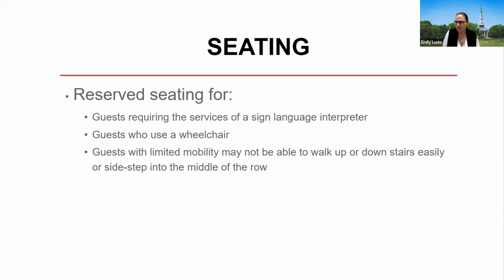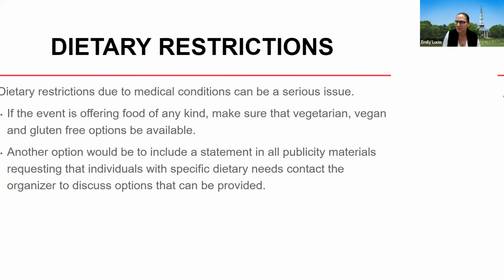who use a wheelchair. And then the other thing is, again, if you've got a seating area that's got stairs, make sure you reserve seating for those with limited mobility who may not be able to walk up and down stairs easily or sidestep into the middle of the row. Again, these are all things you can talk through when you're doing your planning meeting, and I'm happy to come to the planning meeting to talk through these things as you're figuring out your event.